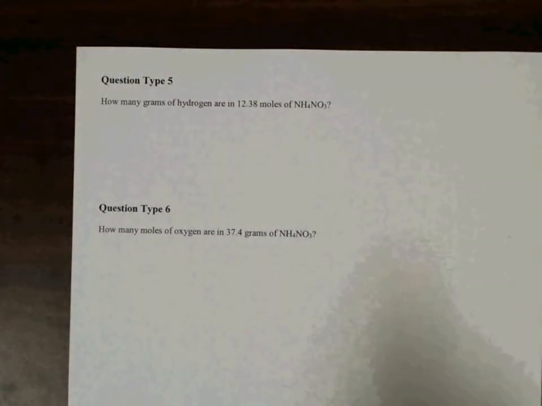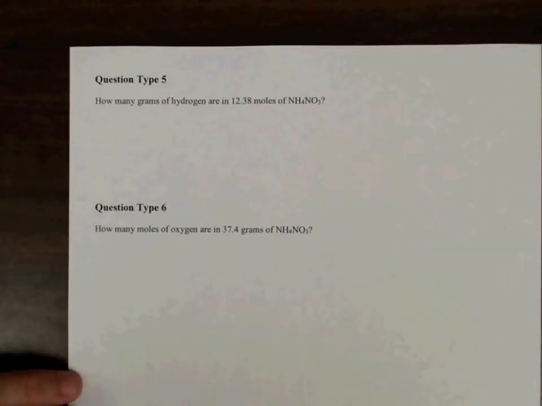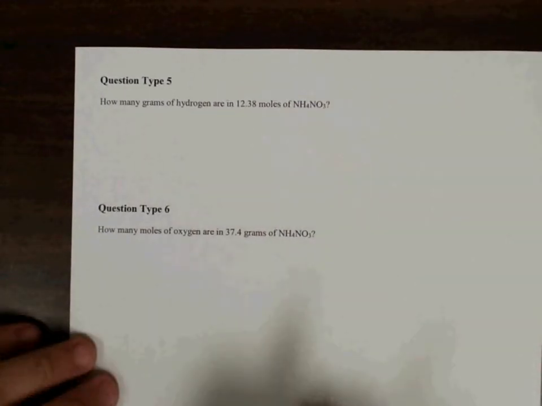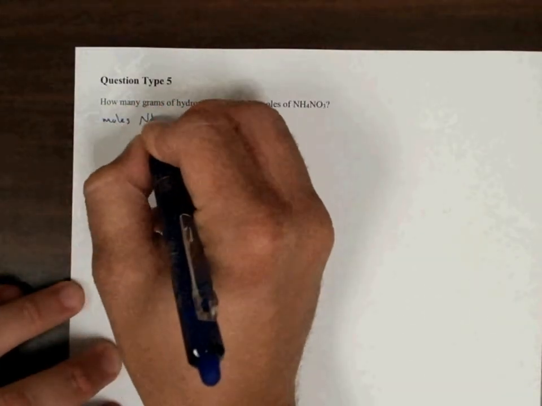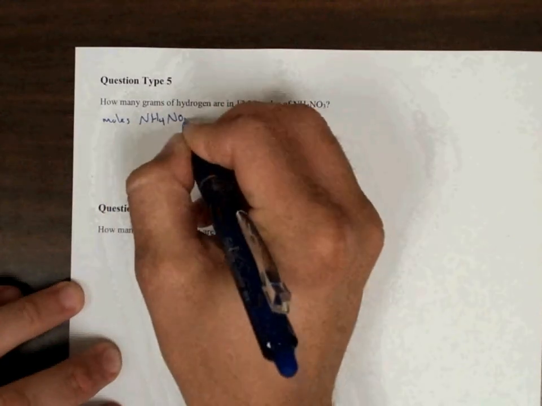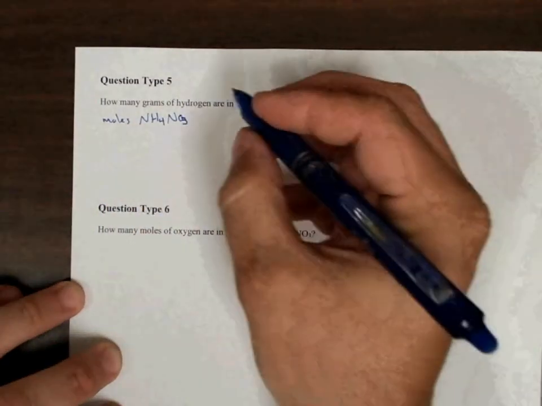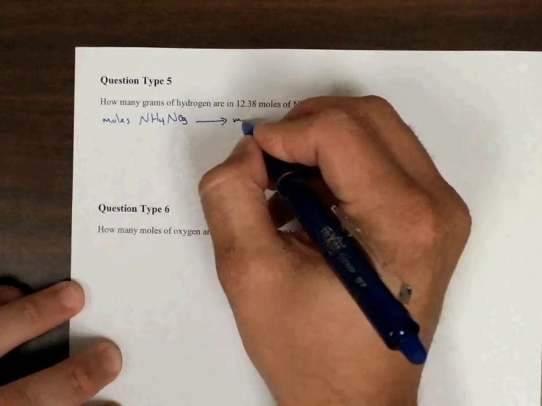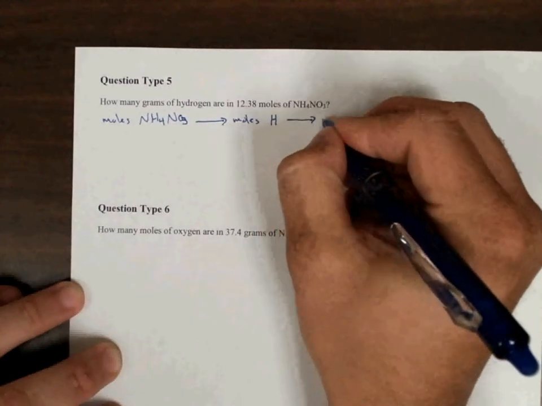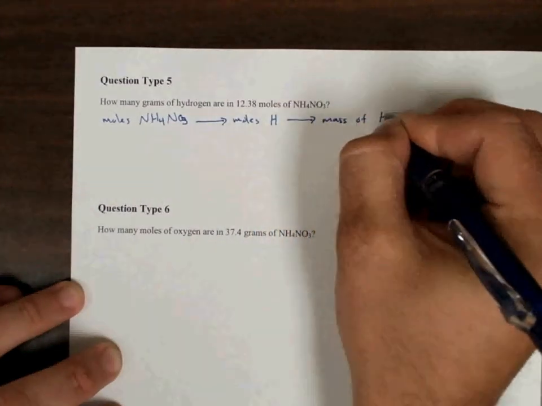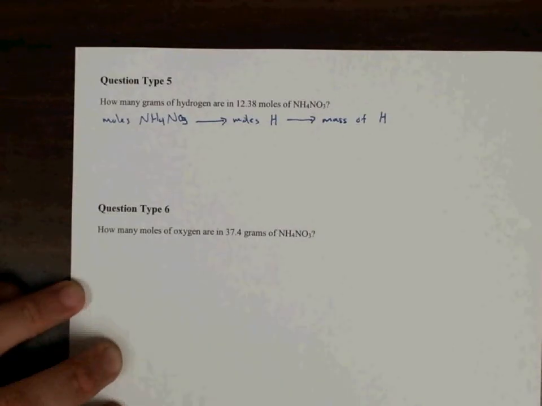Let's look at the last two types of questions that we can have. Question type 5, how many grams of hydrogen are in 12.38 moles of NH4NO3? Okay, there are two ways to solve this question. I'm going to show you one that will be the easiest for you to start with. So we're going to start with moles of NH4NO3 because that's where our starting point is. We're going to convert that into moles of hydrogen, and then we're going to convert that into mass of hydrogen.